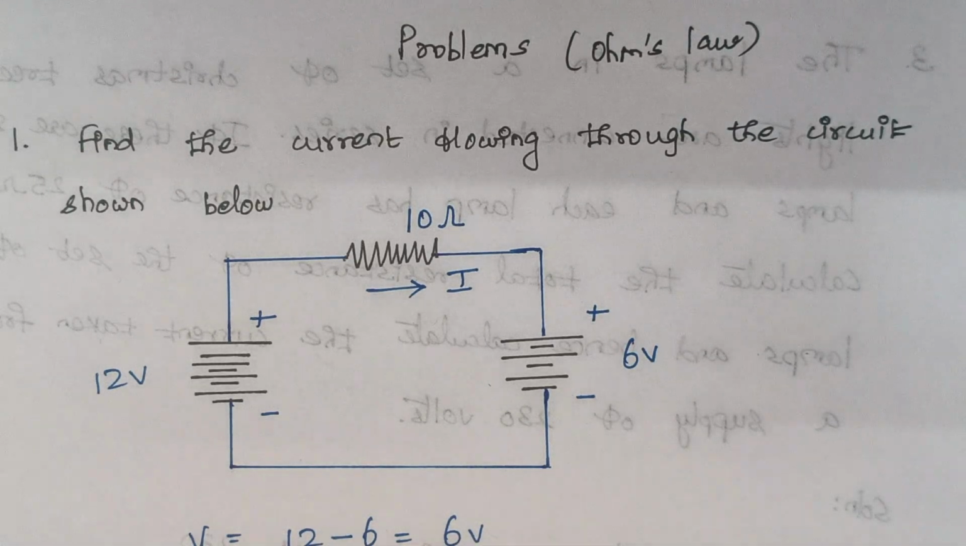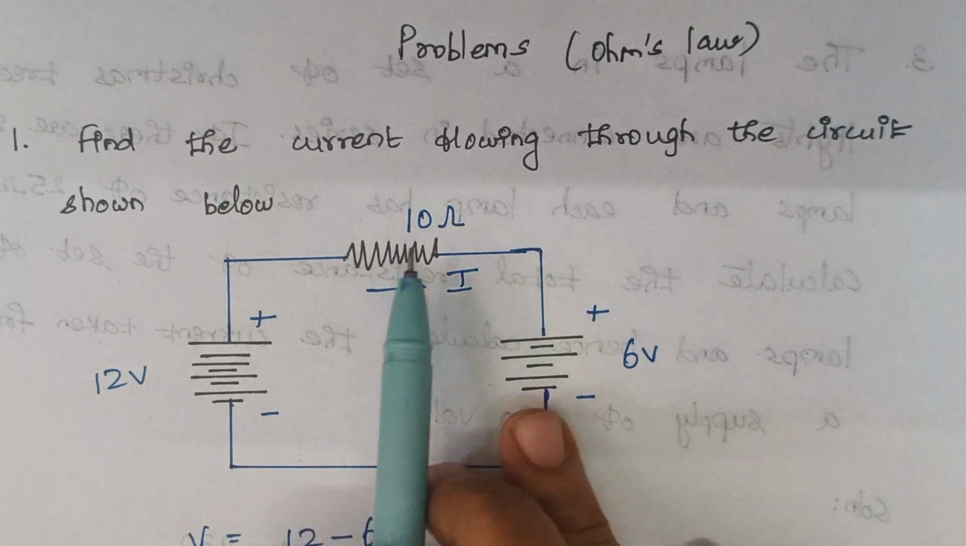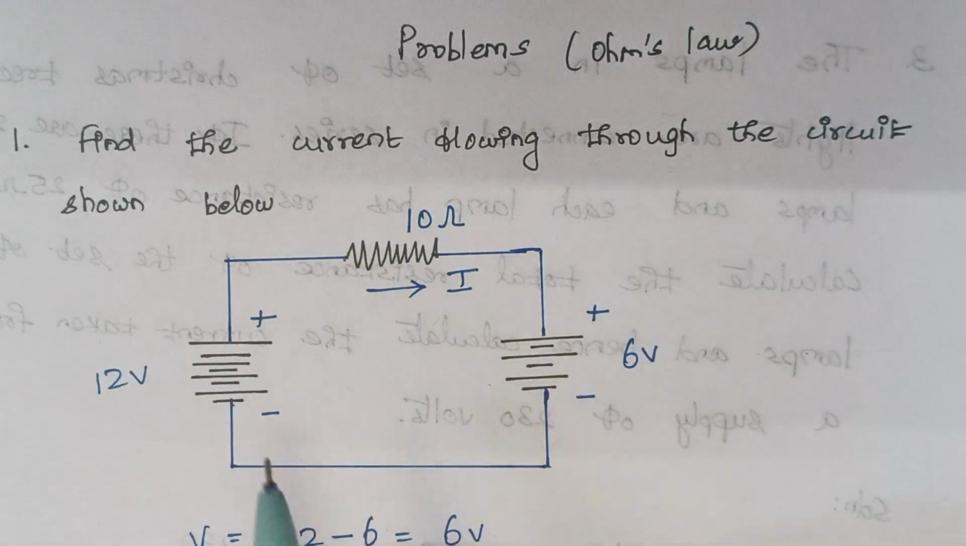Today's topic is problems related to Ohm's law. The first problem is: find the current flowing through the circuit shown below. So this is our given circuit.